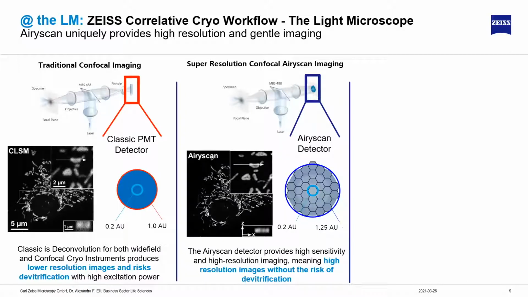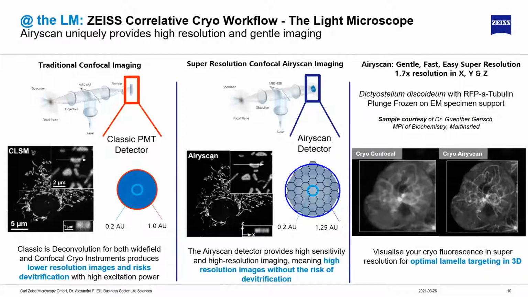For cryo samples, this is particularly important as it means high resolution imaging without the need for higher laser power that would otherwise risk devitrification of the sample and compromise sample quality. So the Airyscan detector provides gentle, fast, and easy access to super resolution information. And this high resolution information is vital in the next steps of the cryo workflow when it comes to precise localization of the molecule of interest when the sample is moved to the FIBSEM.